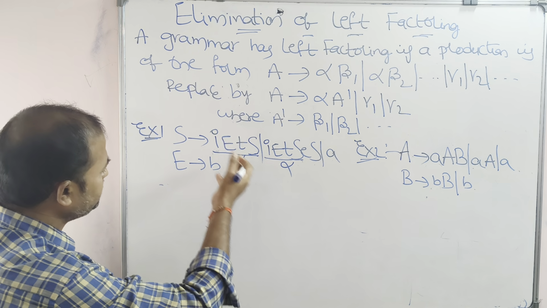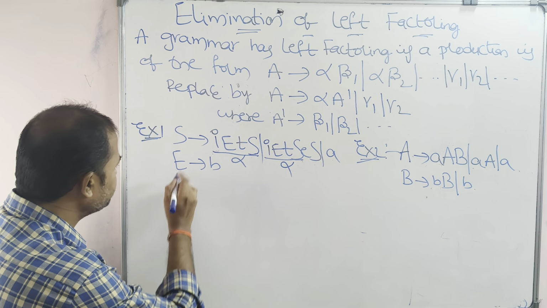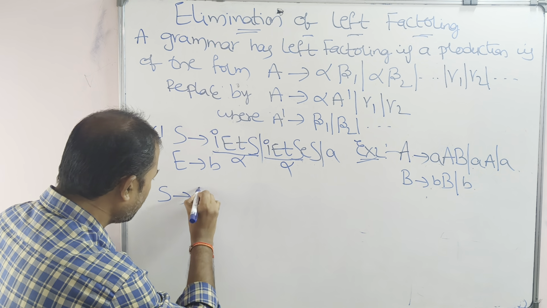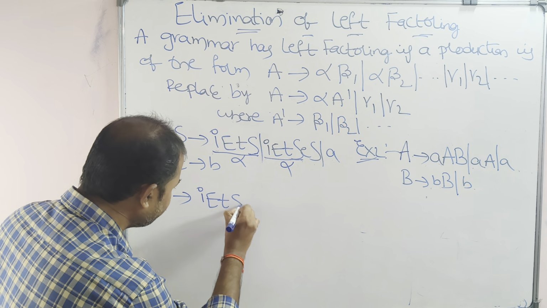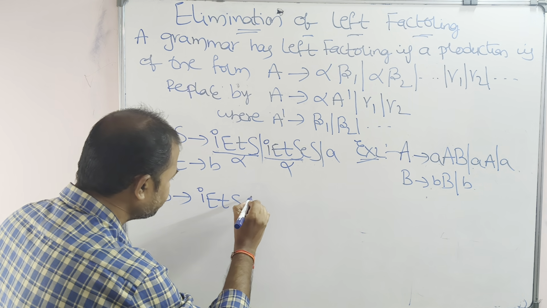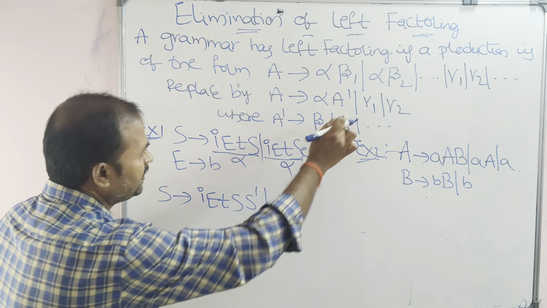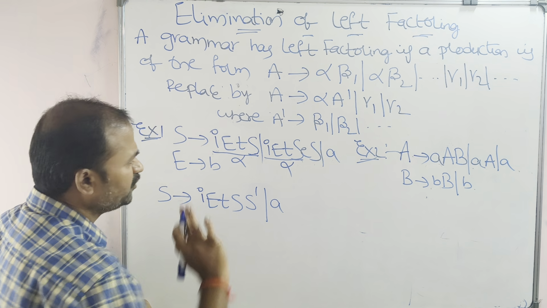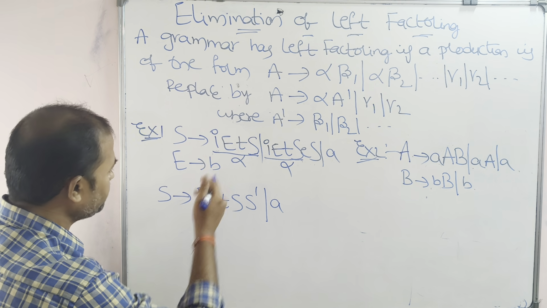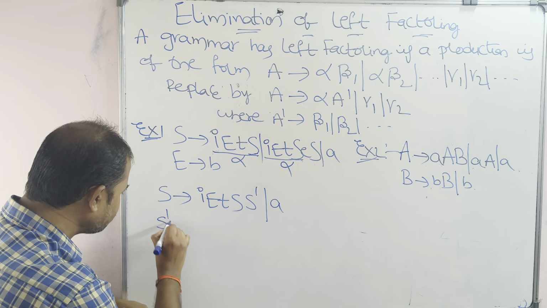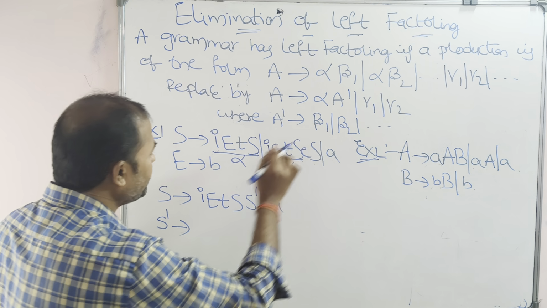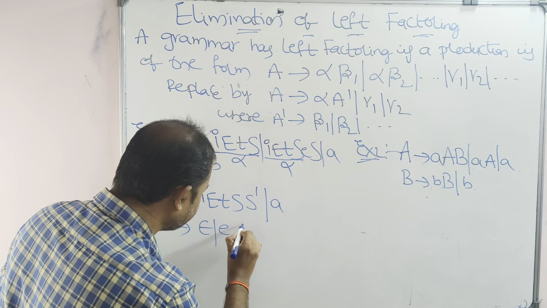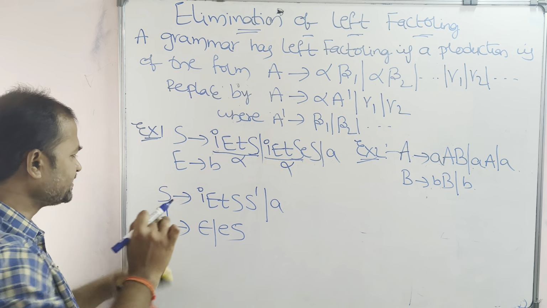So replace these productions by S produces alpha, here what is alpha? iEtS, S dash, gamma 1, here what is gamma 1? It is a. Gamma 2 is not there. Where S dash implies beta 1 or beta 2. What is beta 1? Epsilon. Beta 2 is eS.